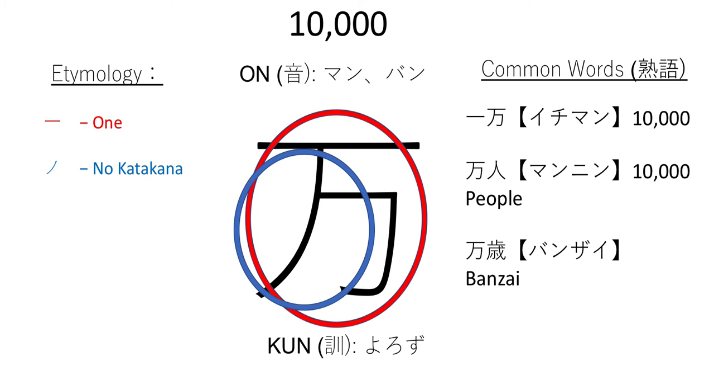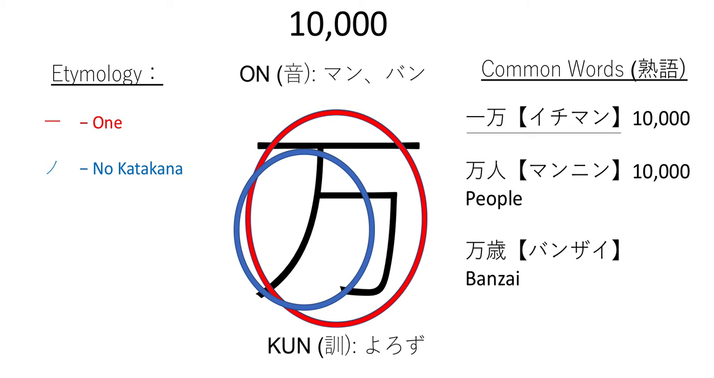Let's do some common words as well. The first common one is ichiman. Ichiman is 10,000, or we usually refer to ichiman for the simple fact that it's 1 10,000 unit, 4 zeros following it. If I said niman, then it would be 20,000 because I have 2 followed by the 4 zeros.